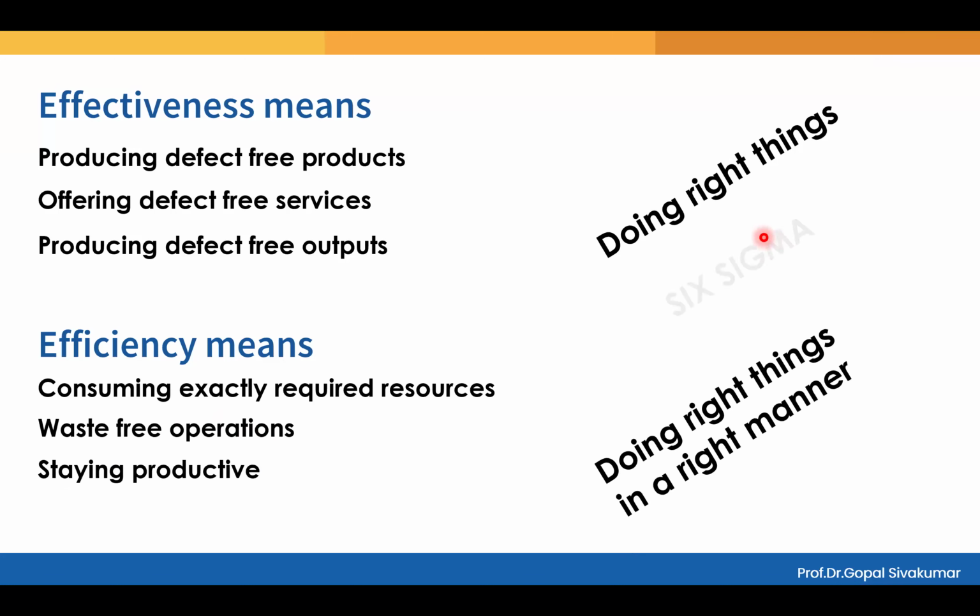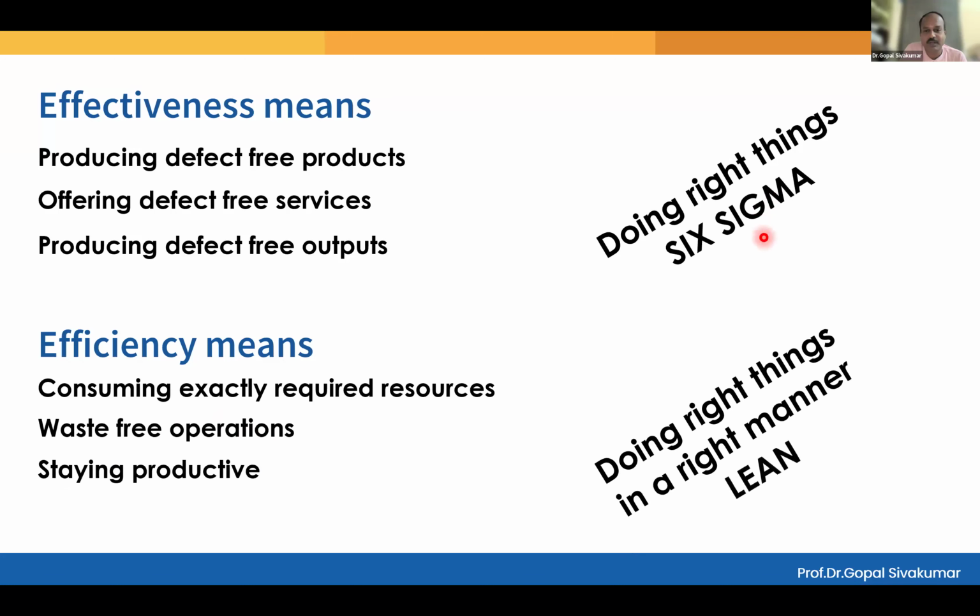All right. So the one is Six Sigma, the other one is Lean. Please note, you must focus on both. While focusing on efficiency, don't lose effectiveness. While focusing on effectiveness, don't lose efficiency, right? One must complement the other.